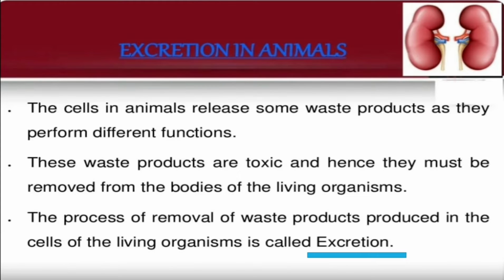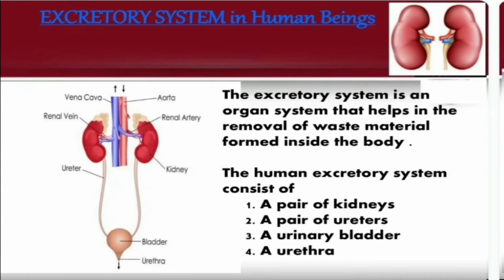So if these waste materials accumulate in our body while performing functions, what will happen? They prove to be toxic. So they must be removed from our bodies. The process of removal of waste products produced in the living cells is called excretion, and the organs which help in removing these waste products are called excretory organs.